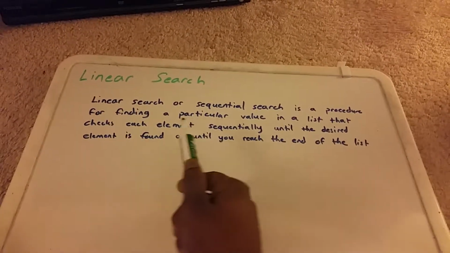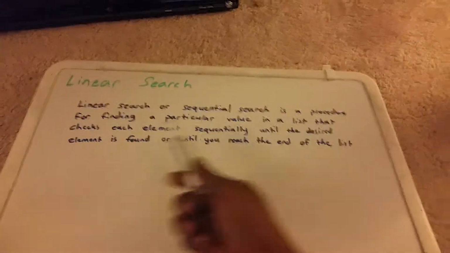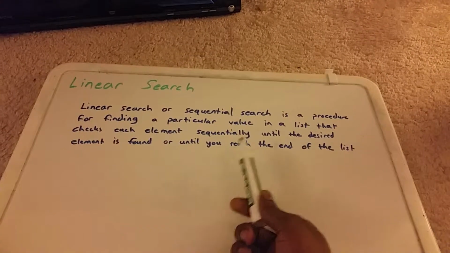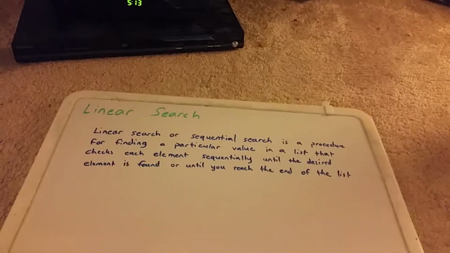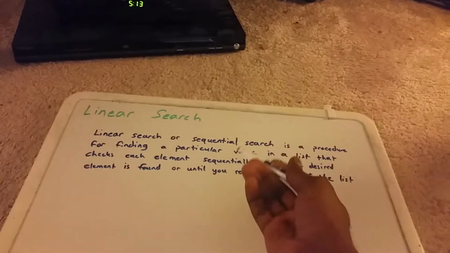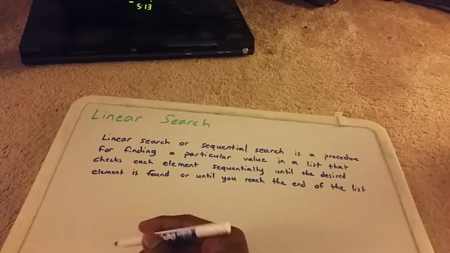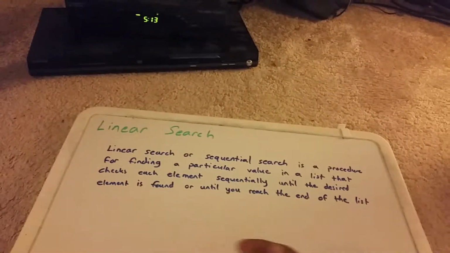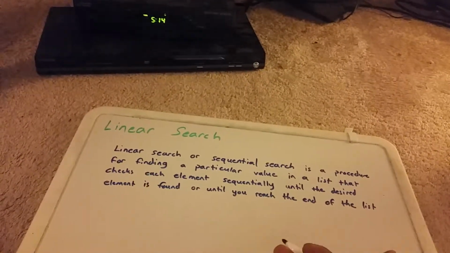It says linear search or sequential search is a procedure for finding a particular value in a list that checks each element sequentially until the desired element is found or until you reach the end of the list. So linear search, also sometimes referred to as brute force search or sequential search, is one of the simplest search algorithms. It starts with checking if the first element of a list matches the target and continues on for each element of the list until a match is found or until you reach the end of the list.